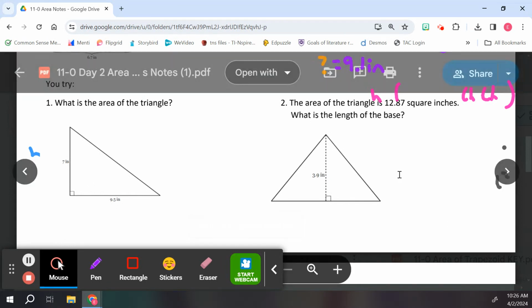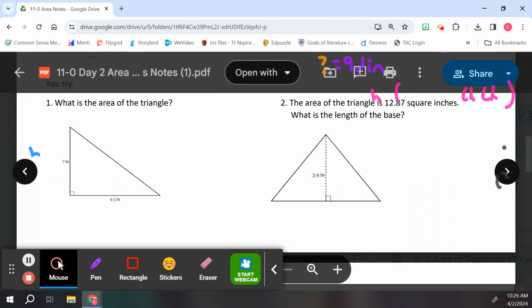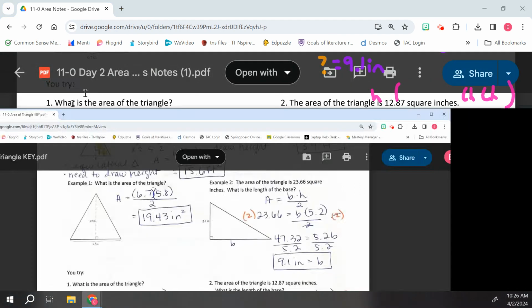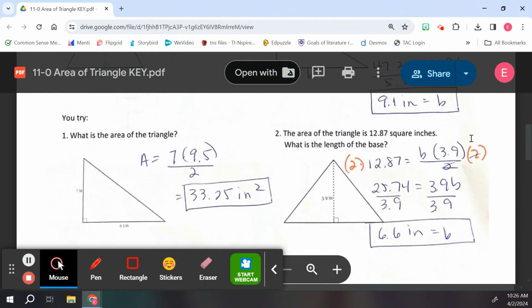All right. Who's still working on these two? Show of hands if you are. Nothing personal. I just want to make sure we're all good. Okay. And here are the solutions. Make sure you got 33.25 inches squared and 6.6 inches. Questions?